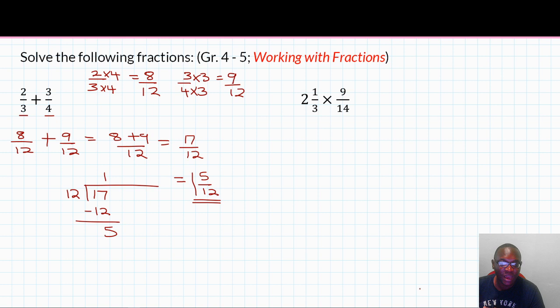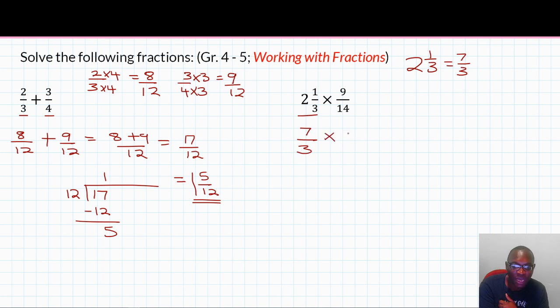All right, so let's go ahead and do this together. We're going to first convert our mixed number to an improper fraction. So 2 1/3: we multiply the whole number by the denominator. 2 multiplied by 3 is 6, plus 1, we have 7/3. So now we have 7/3 multiplied by 9/14.